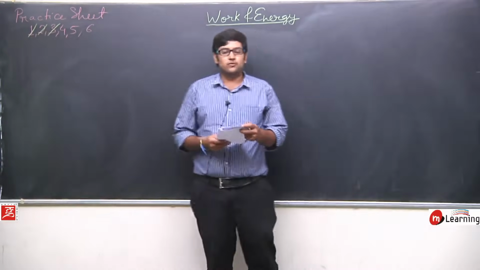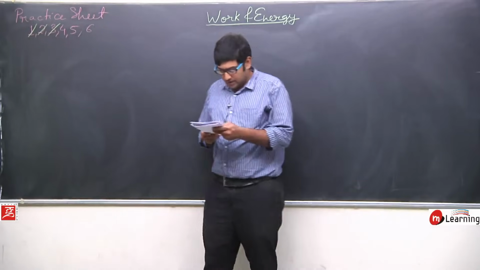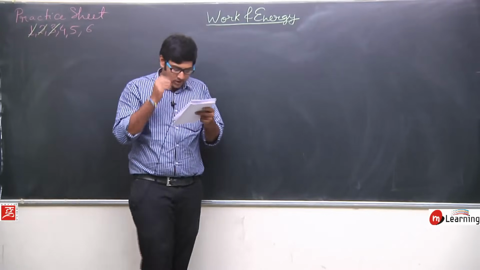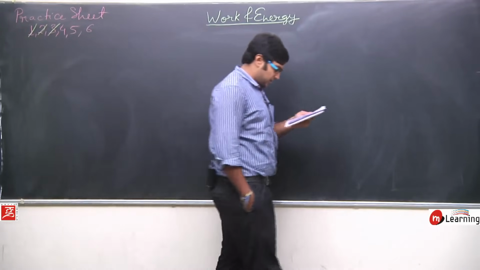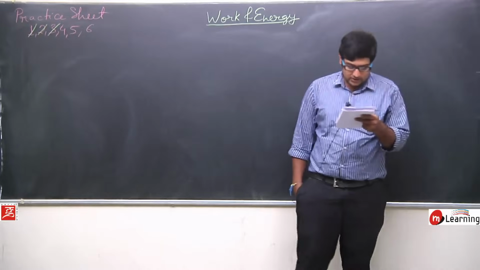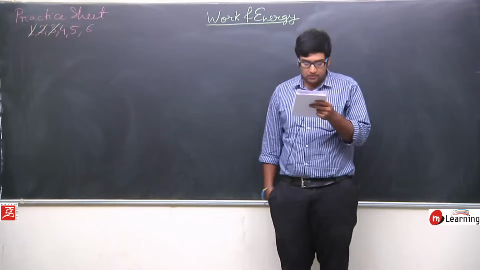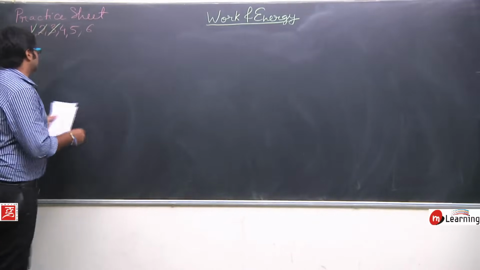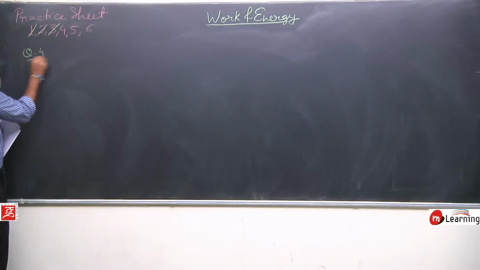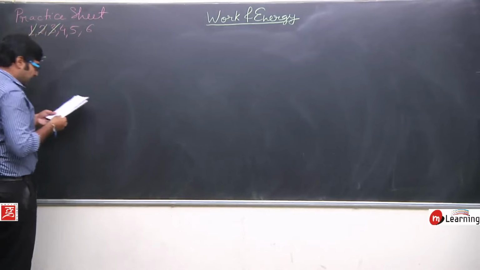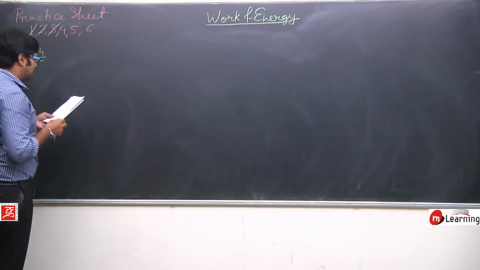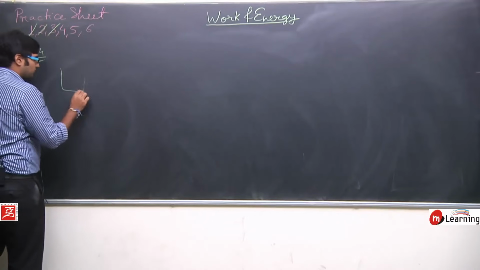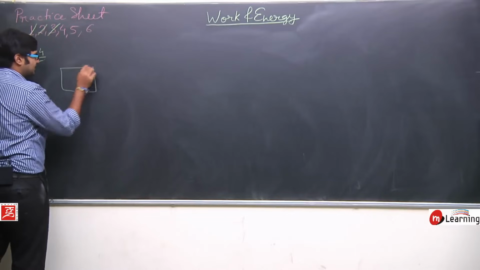Okay, let's now solve question number 4. An engine pulls a train 1 kilometer over a level track. Calculate the work done by the train given that the frictional resistance is 5 into 10 to the power 5 newtons. So the question says an engine pulls a train over 1 kilometer. So there is a train, or let's say there is an engine.